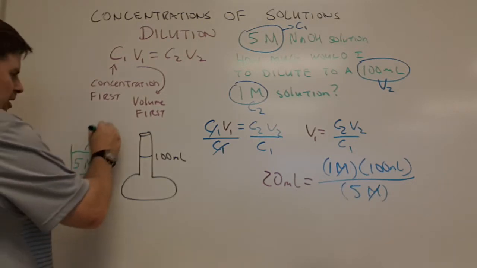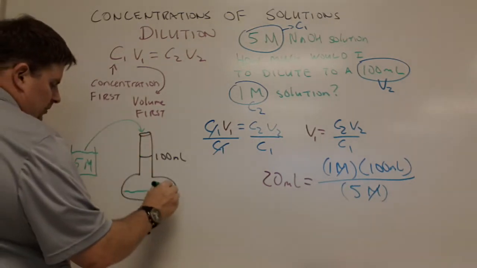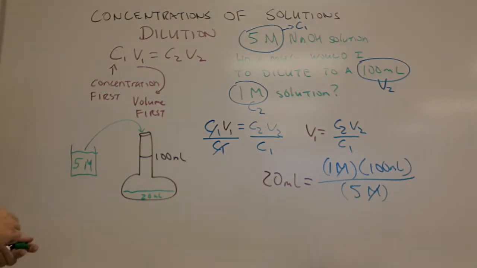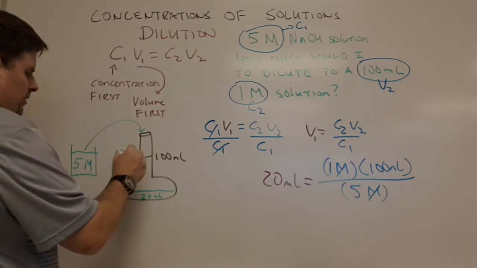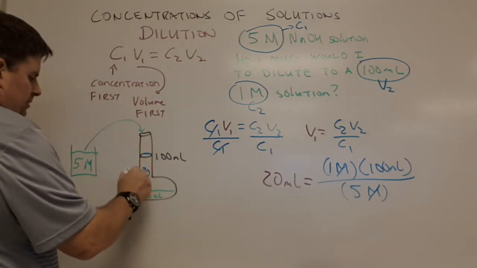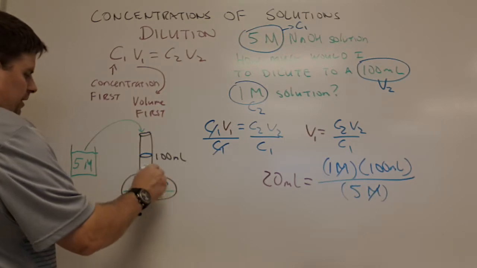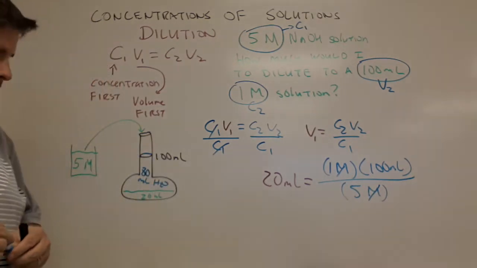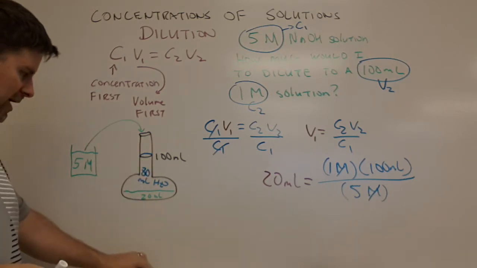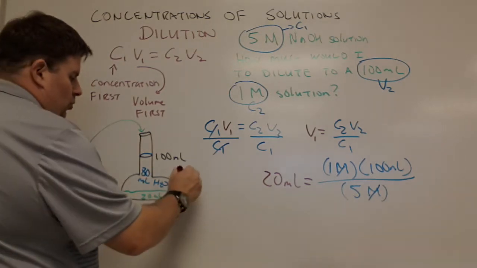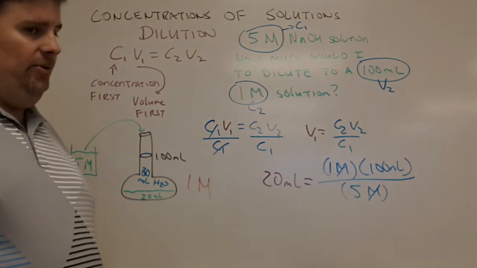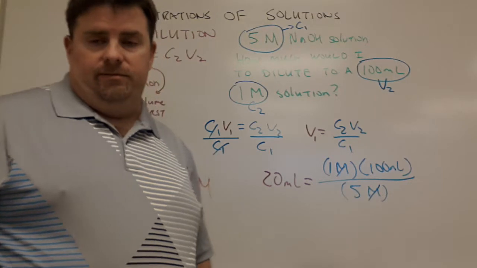What I do is I pour in about 20 milliliters of my 5 molar solution, and then I'm going to dilute this with 80 milliliters of water in order to get to my 100 mil point. When I get to that 100 mil point, I now have a solution which has been diluted down to 1 molar. Okay? And that's how we use these dilution equations.